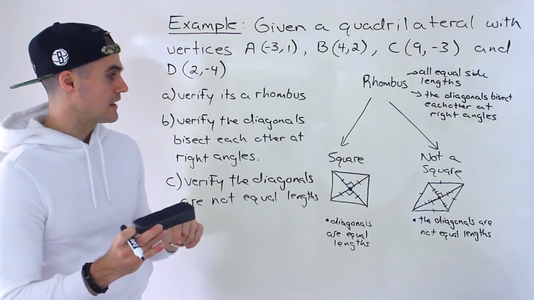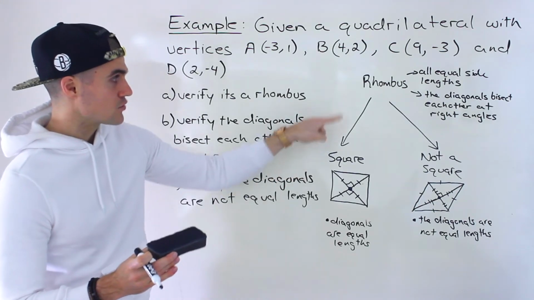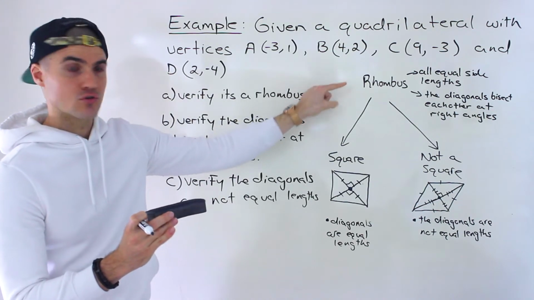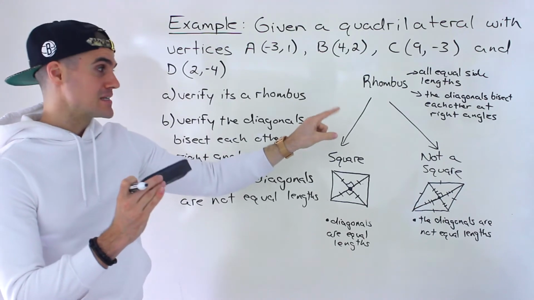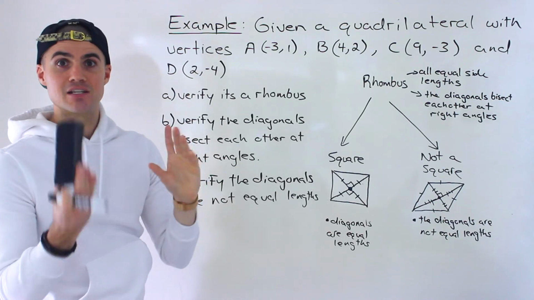And this can also be like a tricky true or false type of question. So you might get a statement saying a square is a rhombus, right? That statement is true, right? A square is a type of rhombus. Or you might get a statement saying a rhombus is a square, okay? And that statement is not necessarily true.